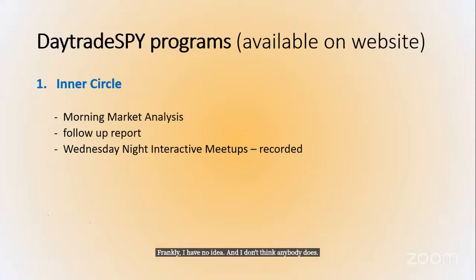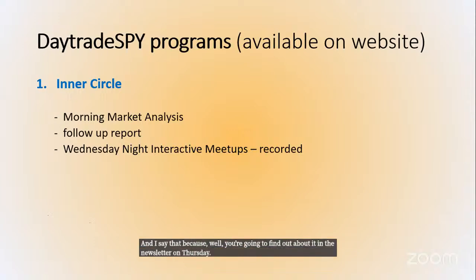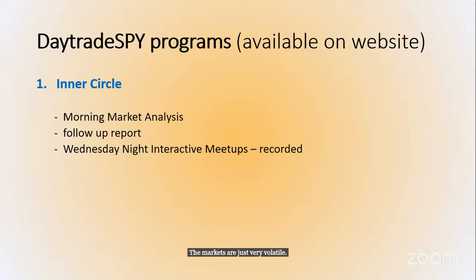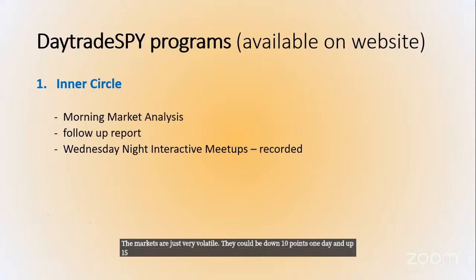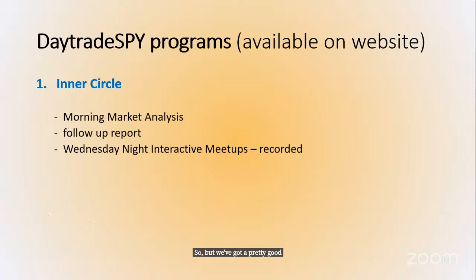And I say that because, well, you're going to find out about it in the newsletter on Thursday. The markets are just very volatile. They could be down 10 points one day and up 15 the next. It's just the way it is. But we've got a pretty good idea where the market's going to go today. We also send you a follow-up report as to what we actually did.